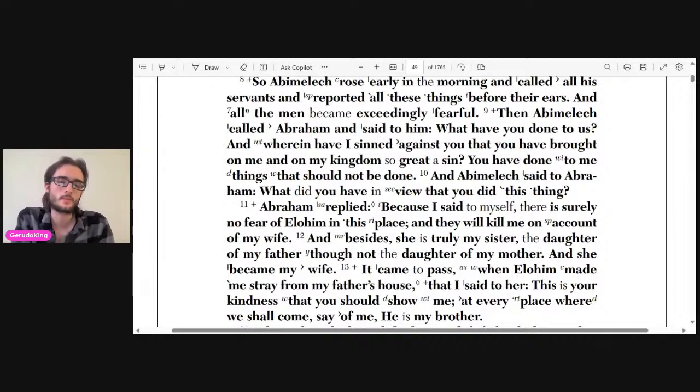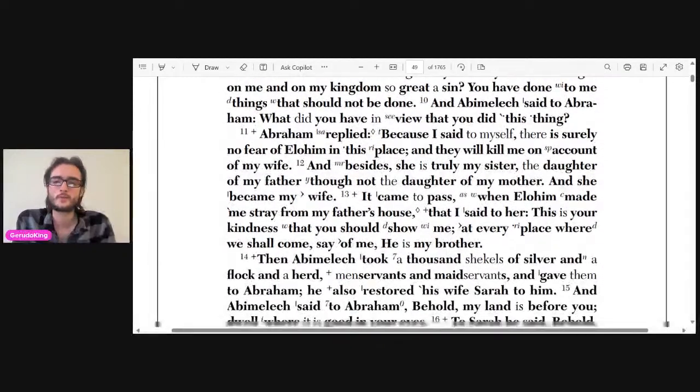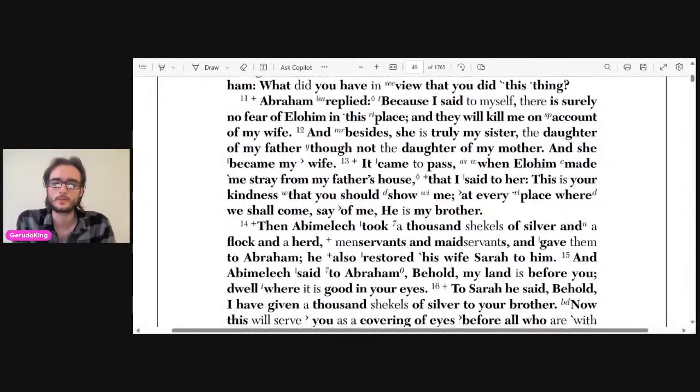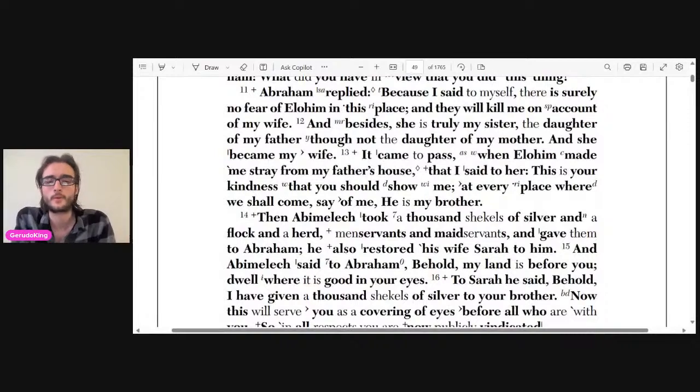And Abimelech said to Abraham, "What did you have in view that you did this thing?" Abraham replied, "Because I said to myself, there is surely no fear of Elohim in this place, and they will kill me on account of my wife. And besides, she is truly my sister, the daughter of my father, though not the daughter of my mother, and she became my wife. It came to pass, when Elohim made me stray from my father's house, that I said to her, 'This is your kindness that you should show me. At every place where we shall come, say of me, He is my brother.'"